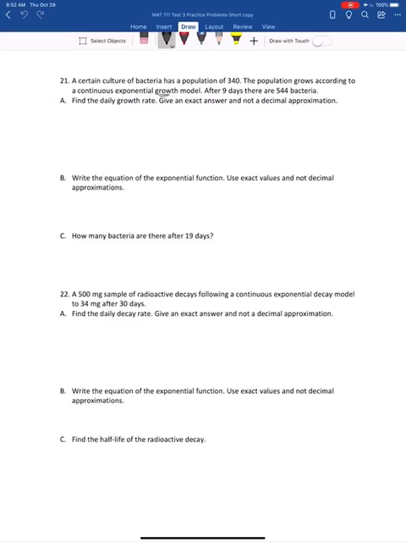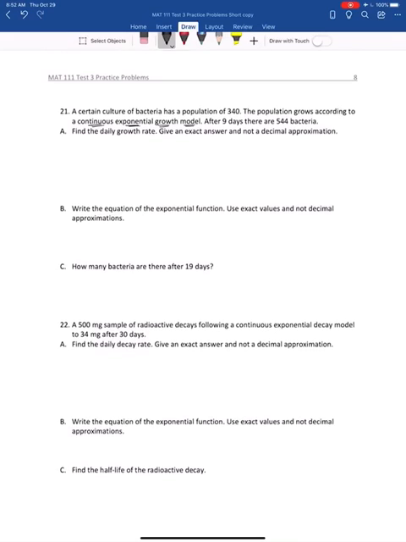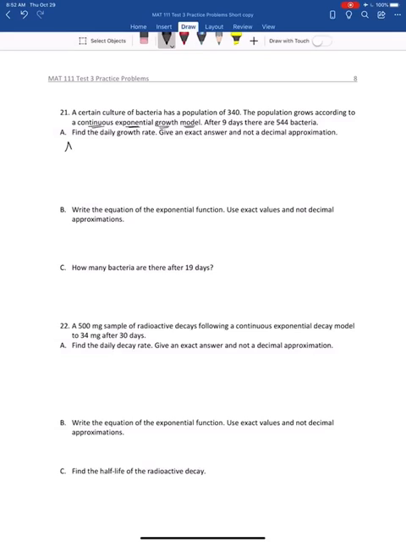The key word here is a continuous exponential growth model. So with that said, our model is A of t equal to the initial amount, a sub 0, times e to the r times t. This is a natural exponential function, with our natural number e as the base because it's continuous. That's the key word. We were given an initial population of 340, and it grows after 9 days to 544 bacteria.